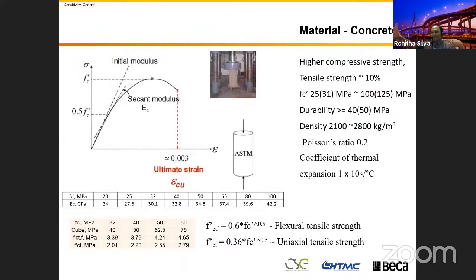If you get a 100-meter long bridge and you change your temperature by 1 degree, the effective length for the expansion or contraction is 100 meters, so your bridge dimension will change by 1 millimeter. The coefficient of thermal expansion is very important.